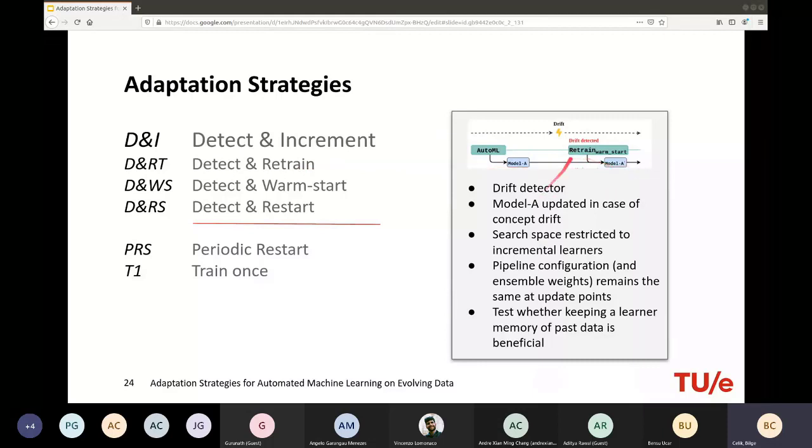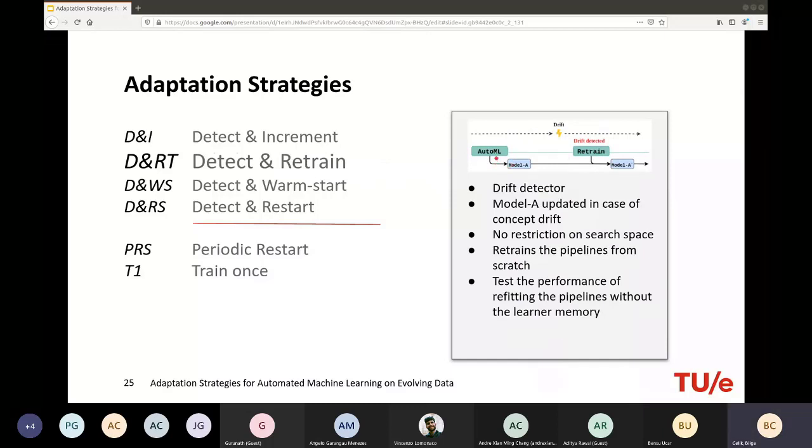For that purpose, we actually needed to limit the search space of AutoML to the pipelines with incremental learning capabilities that can continue to train on the new data. So here we assume that the initial pipeline will stay useful even in the case of a concept drift, and we only need to update the models with the new data. The hypothesis we test here is whether keeping a learner memory of the past data is beneficial for us or not.